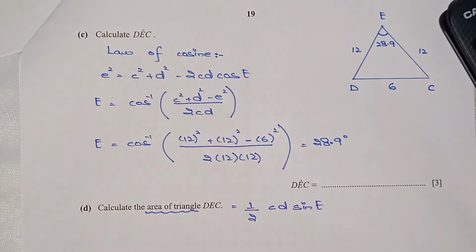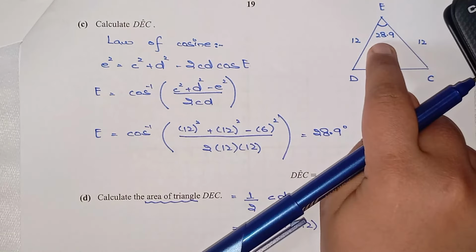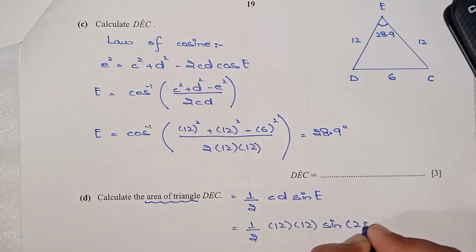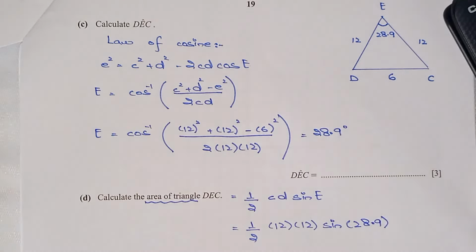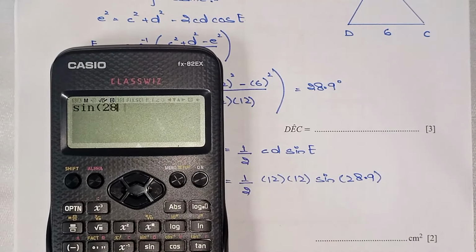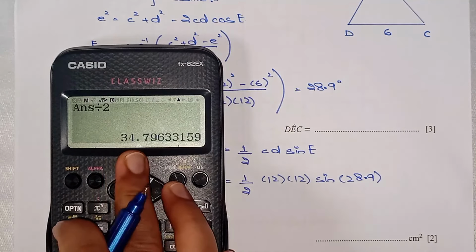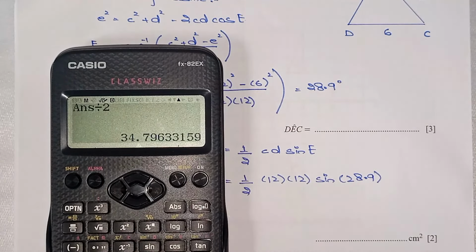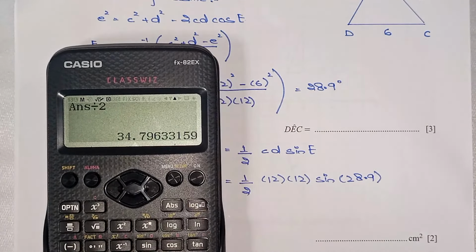So 1 by 2, C is 12, D is 12. So 12 times 12 sine of angle E, we just got 28.9. Okay, so let's simplify it. Sine 28.9 times 12 dividing by 2 is 34.79, or we can say that 34.8 centimeter square.